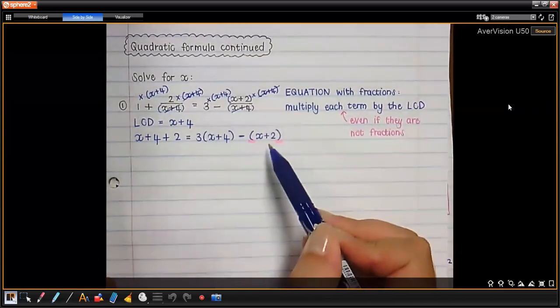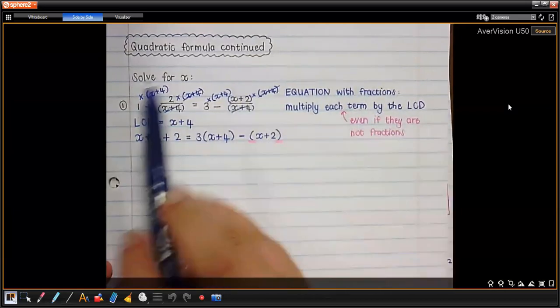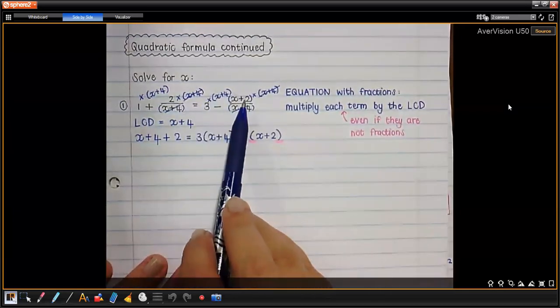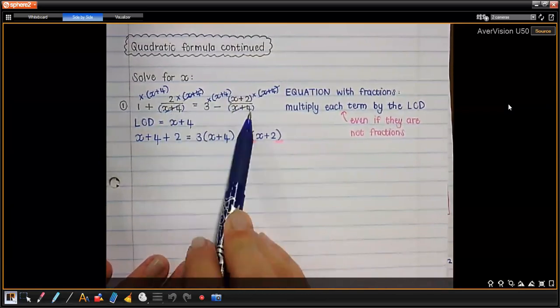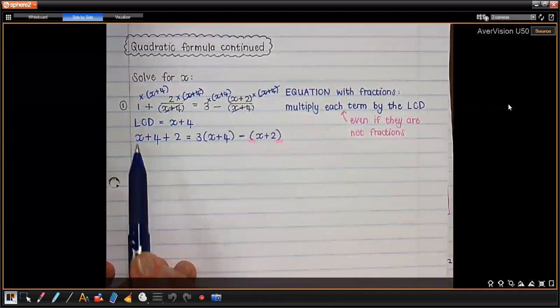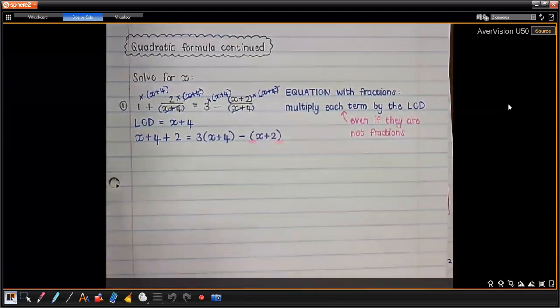Now guys, to get back to the whole equation of fractions, I've now multiplied each term by x plus 4, which allowed me to cancel out the 2x plus 4 that I had as denominators. And now I have a linear equation. An equation without fractions. Okay, which is easier to solve.